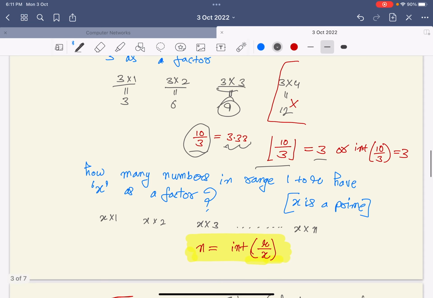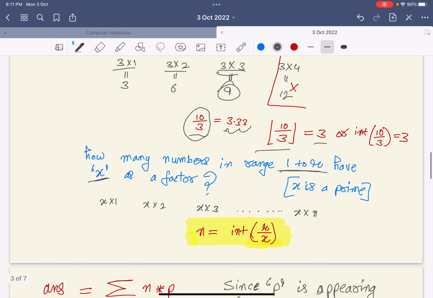So in general, I can say that in the range 1 to R, if x is my prime number, then to find how many times x is appearing in the whole series, I divide the maximum number, the upper limit, by that prime number and take its lower bound, that is, the integer part of that number.